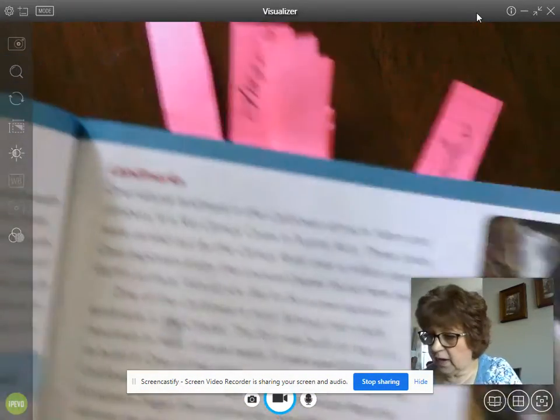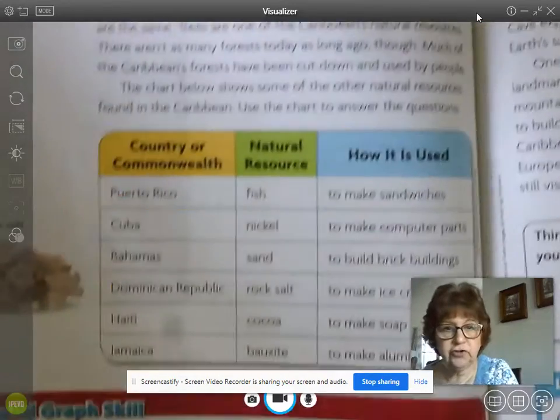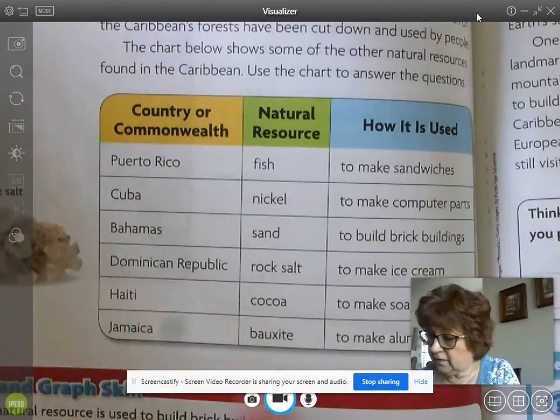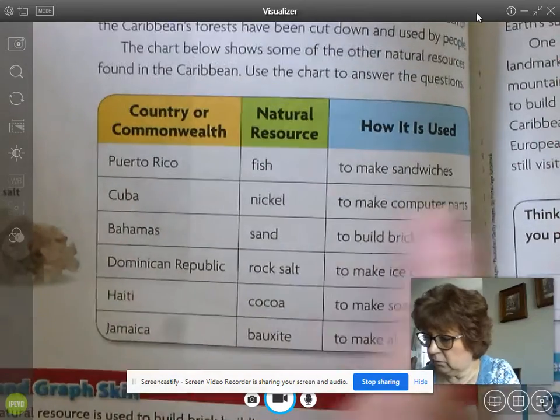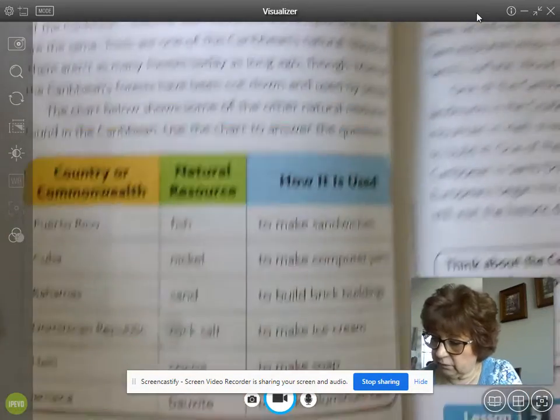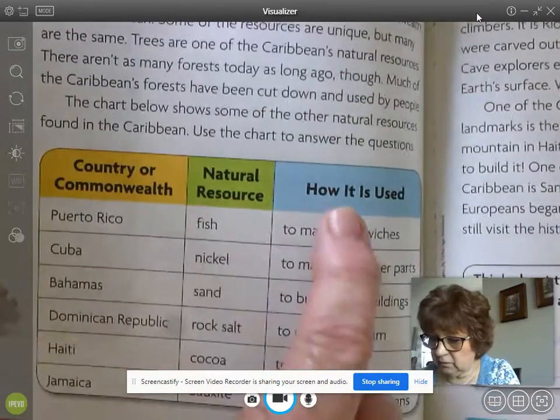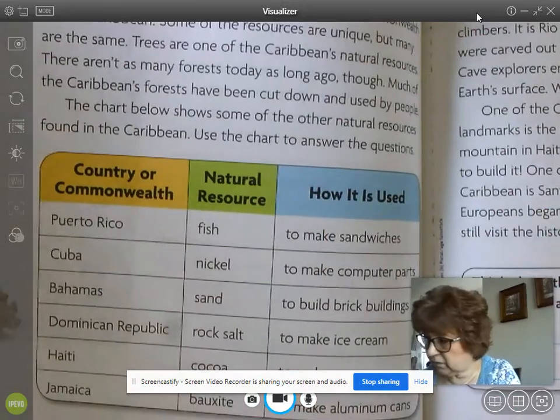Another text feature that we had was a chart. So that's going to organize things into columns. Remember, columns go up and down, and rows. So they have headings and sometimes title. This one doesn't have a title.